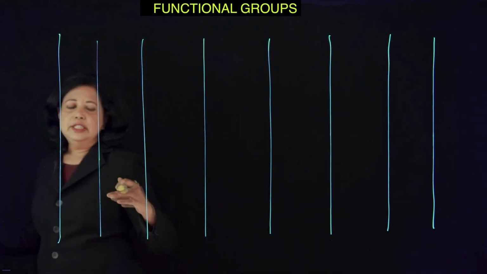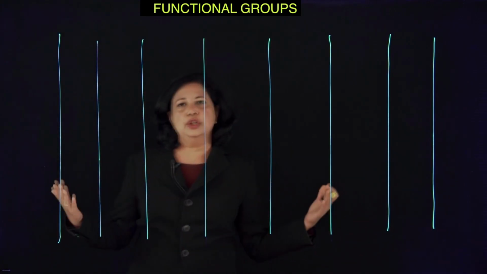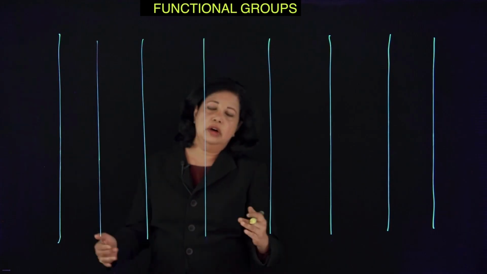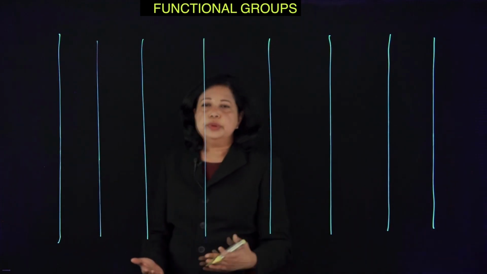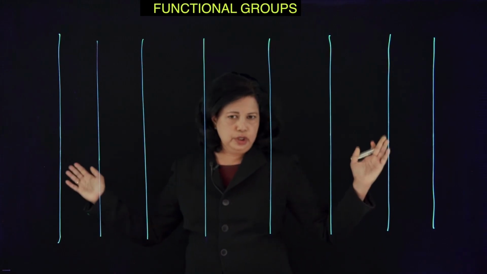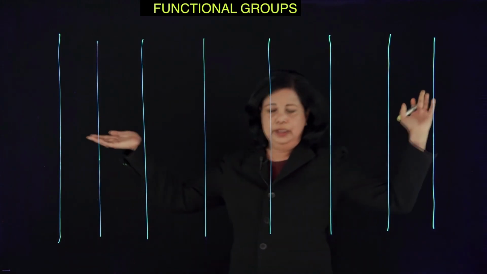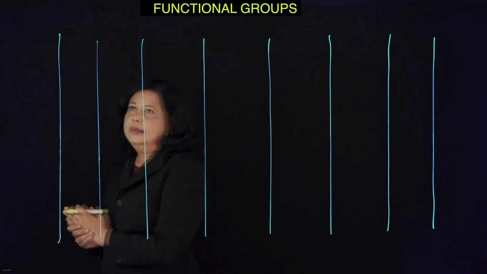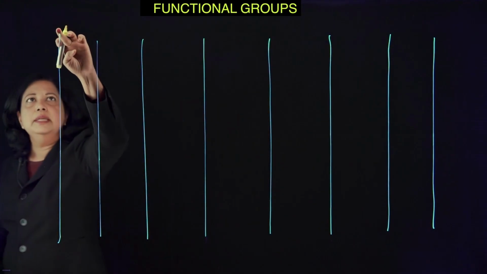So if you have just C and H, it's a hydrocarbon. But if you have anything other than a C and an H, it's called a heteroatom. The minute you put those in, then the molecule has a functional group. It's functional, doing stuff. So let's look at some functional groups, and we'll start with the hydrocarbons.